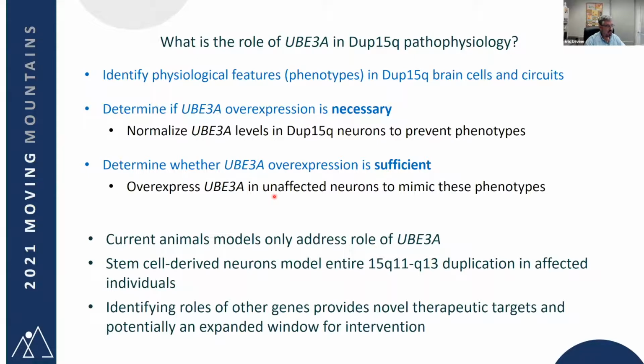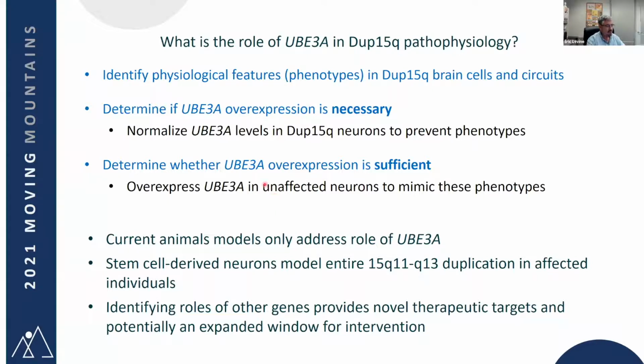Now, we're going to do these studies using our human stem cell model that I'm going to address in a minute. First, I want to just talk about the fact that we can't really do these studies using current animal models, right? Even though the animal models have the great advantage of being able to look at behavioral phenotypes. But the current animal models really only address the role of UBE3A overexpression. So those models are very important for determining what the specific role of UBE3A expression is. But in terms of determining whether it's necessary and sufficient, it doesn't really allow us to address the role of other genes. And in fact, some of the really exciting work that Matt and Matthias presented last night suggested that in fact, other genes may play important contributing roles to the establishment of phenotypes.